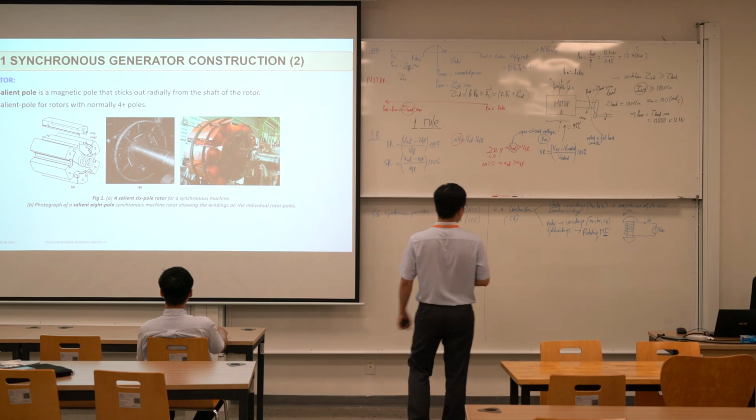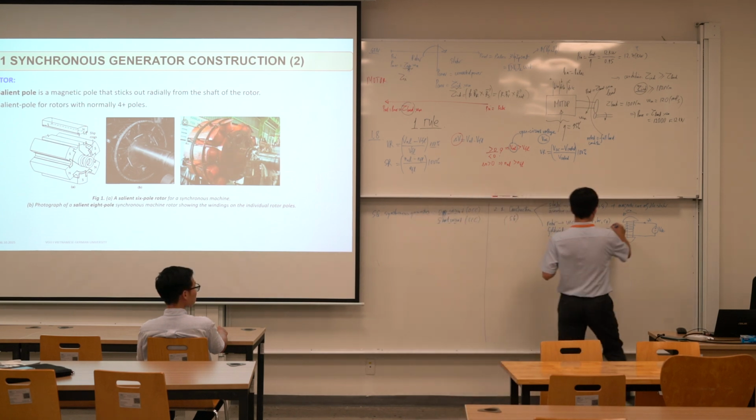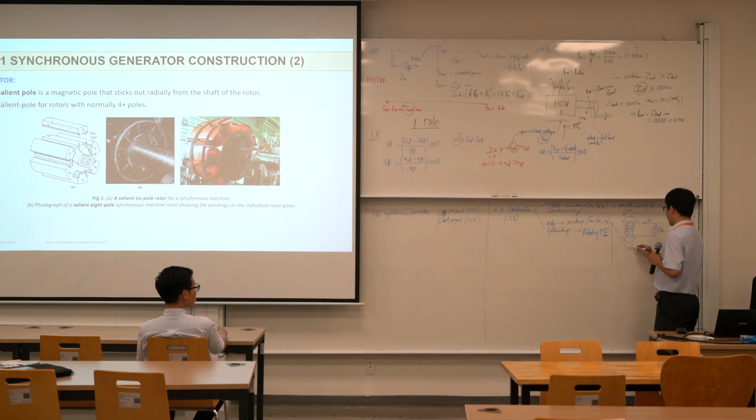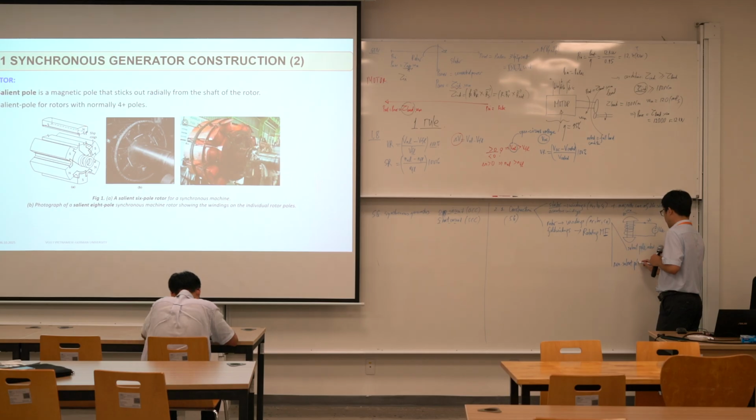We have two kinds of rotors. The first one is salient pole rotors, and non-salient pole rotors.